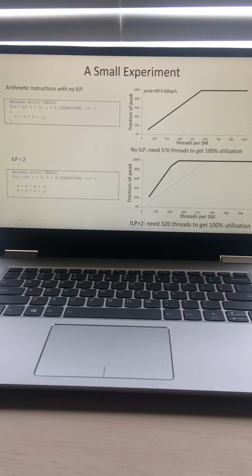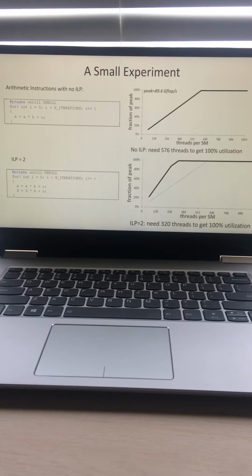Now let's see an example. Over here we are performing the arithmetic instruction a equals a times b plus c for n iterations. In the first case, the value of unroll is set to 0, that is, there is no instruction level parallelism. Here, to achieve the peak of 100% utilization, or the peak of 89.6 gigaflops per second, we need at least 576 threads.